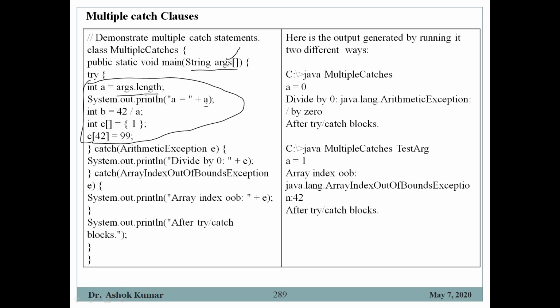So it's possible that if you are not passing any command line argument, then in that case args.length will give you 0. And if you are passing arguments, in that case you will get some length of args.